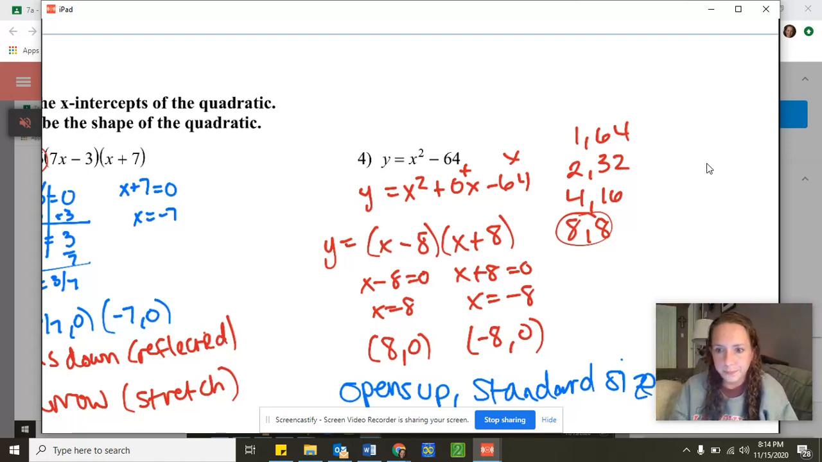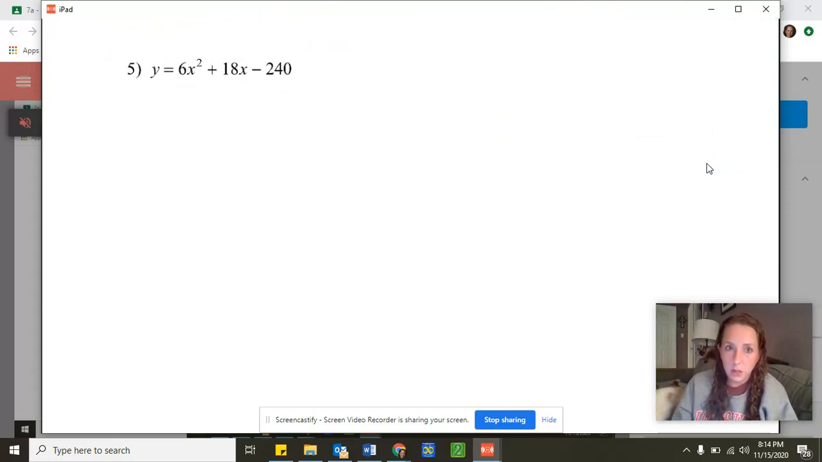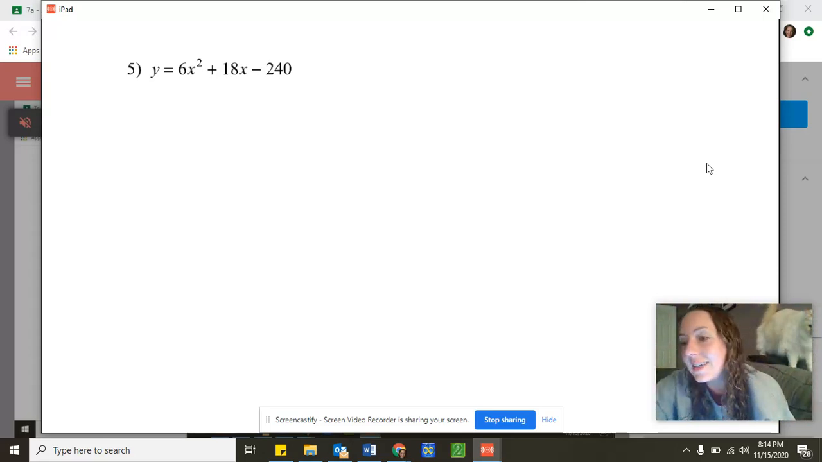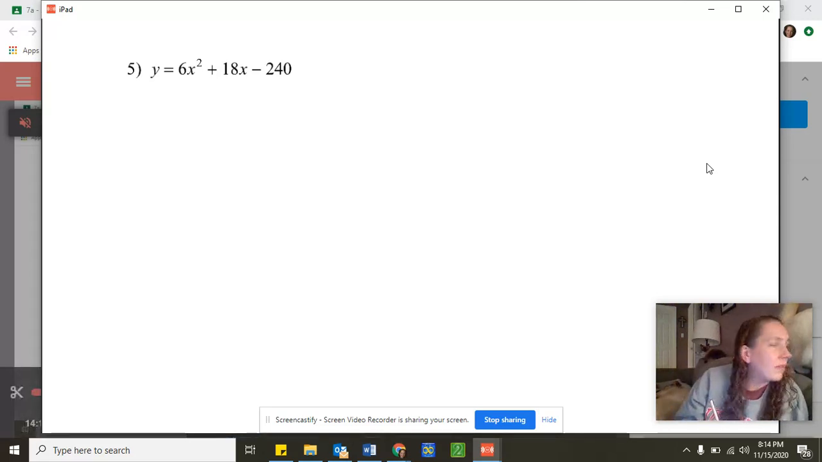So one more. With this one, the first thing I'm going to do is look for a greatest common factor, something that I can divide all 3 of those numbers by. And lo and behold, I can divide them all by 6. Isn't that cool? So I'm going to. It's called factoring out a 6.